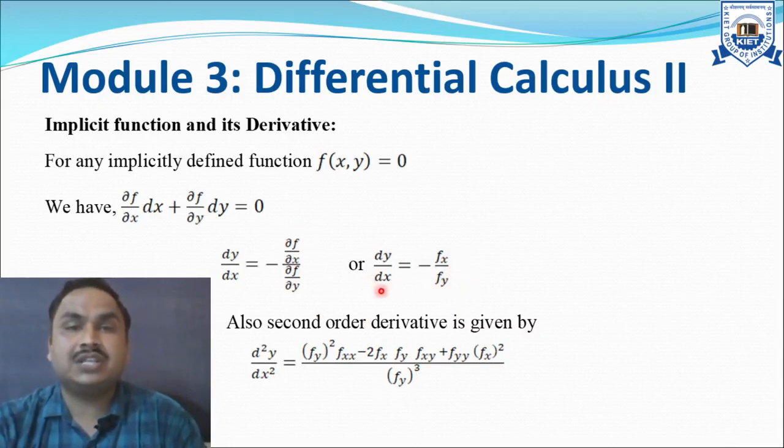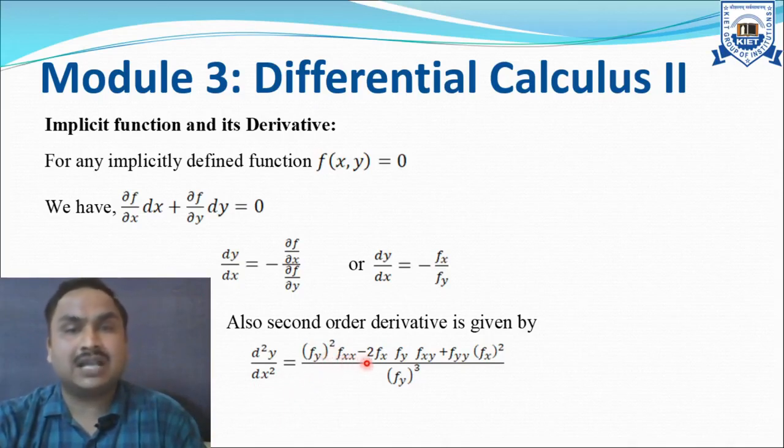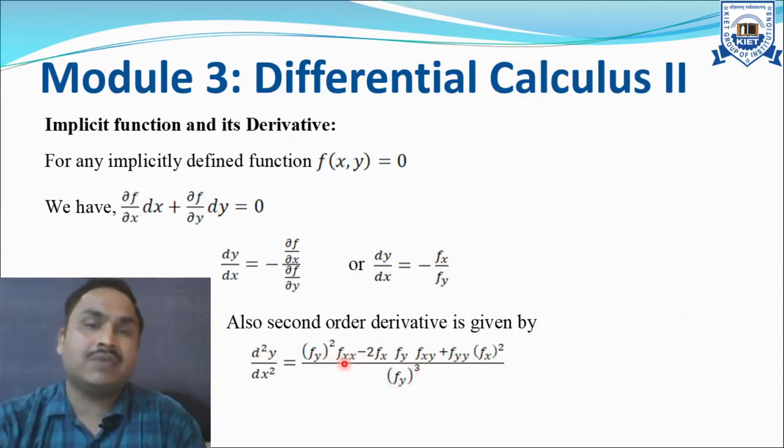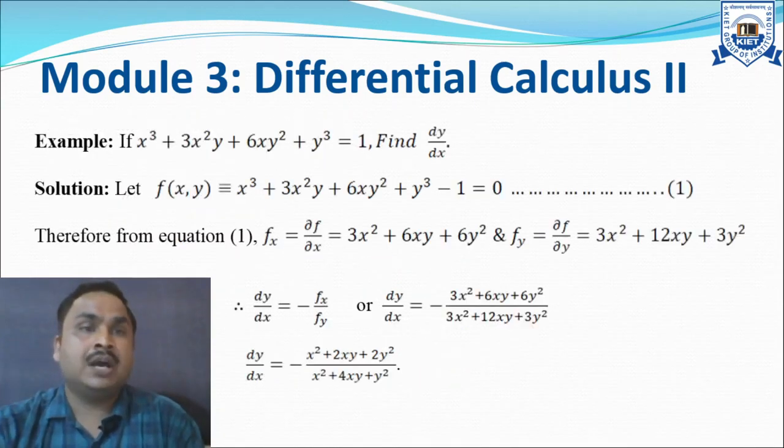Similarly, if we differentiate it again with respect to x, we get this formula for the second order derivative of y with respect to x, that is d2y over dx square equals fy whole square into fxx minus twice of fx into fy into fxy plus fyy into fx whole square upon fy whole cube. Here fxx means the second order derivative of f with respect to x, fyy means the second order derivative of f with respect to y, while fxy means del 2f over del x del y.